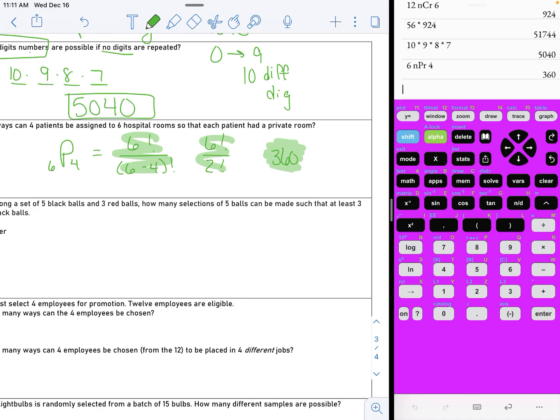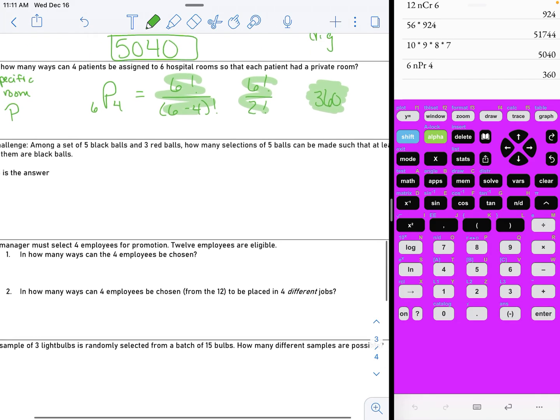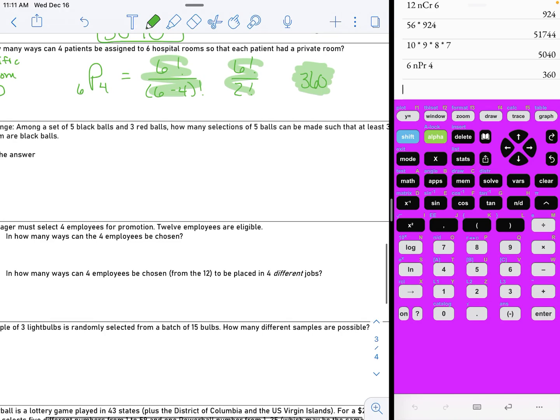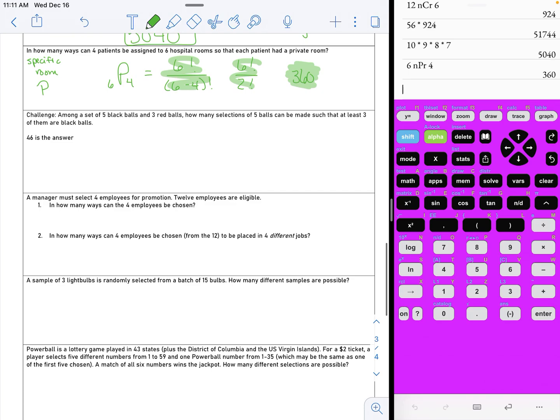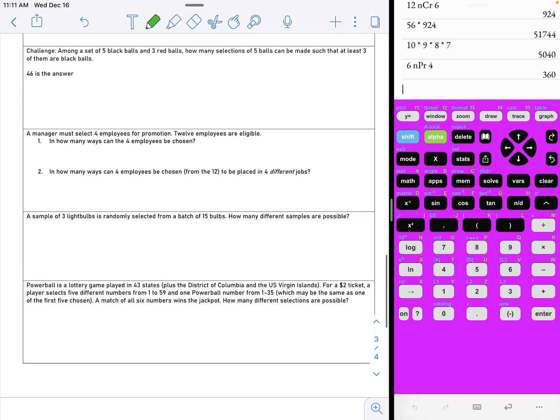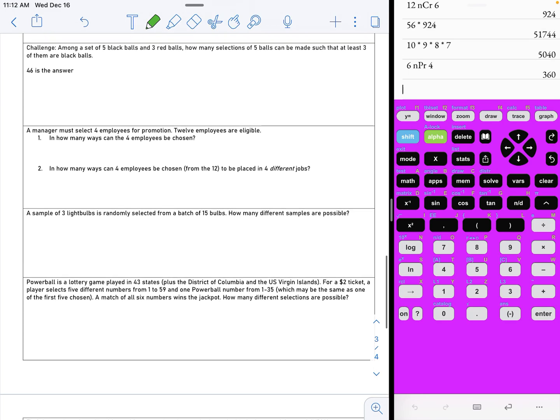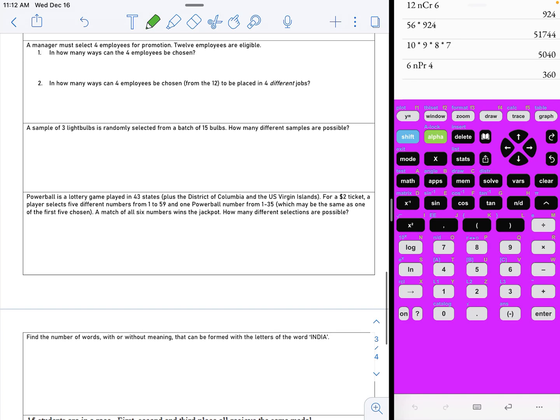Think about that. There's 6 rooms and 4 patients. There's 360 different seating arrangements. If you want to take it back to a seating chart, by the way, that would be a permutation. And assigning a hospital room is kind of like a seating chart. I can't believe there's 360 different ways to do that. That's crazy. Now, there's your challenge. If you want to, please go ahead and try it. I'm just going to go ahead and move on. I gave you the answer in that one.